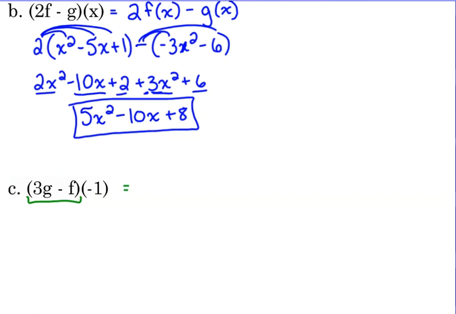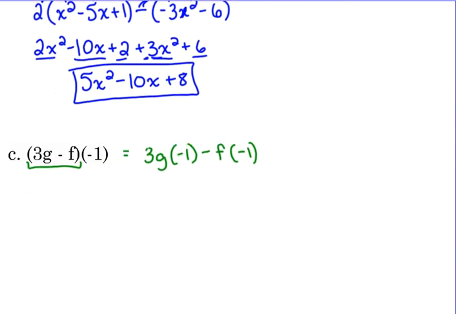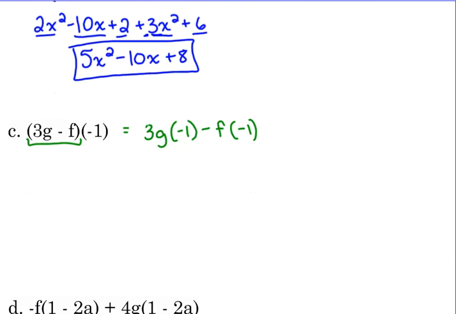Or some people like to look at it this way. 3 times g of negative 1 minus f of negative 1. When you look at it from this perspective, technically, you're plugging in the negative 1 into each function individually, and then doing 3 times your g of negative 1 answer minus your f of negative 1 answer. So let me actually do it both ways, because I know just hearing that can be a little confusing.